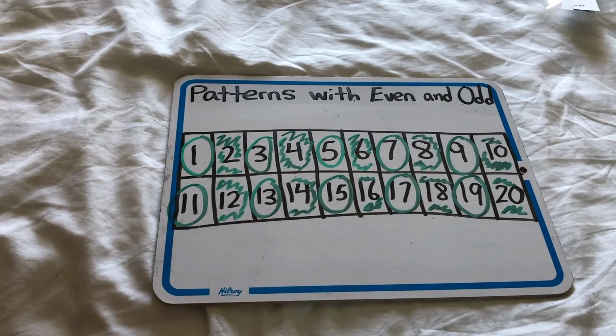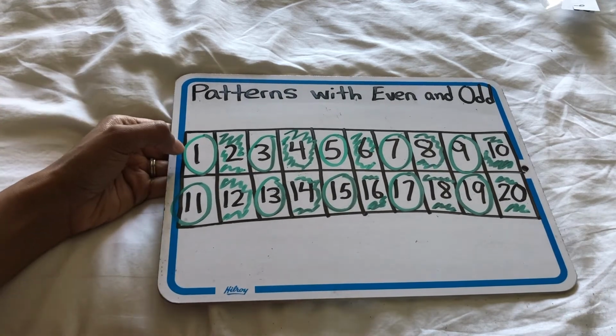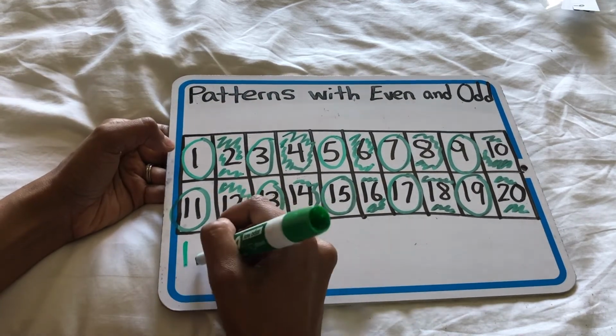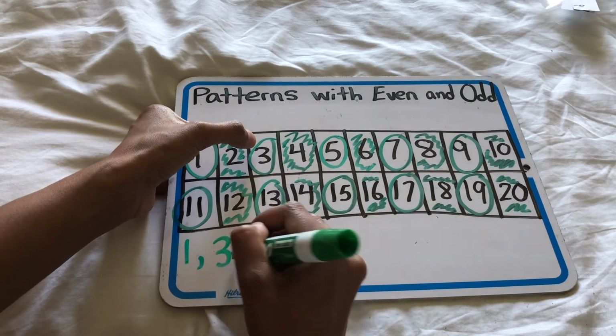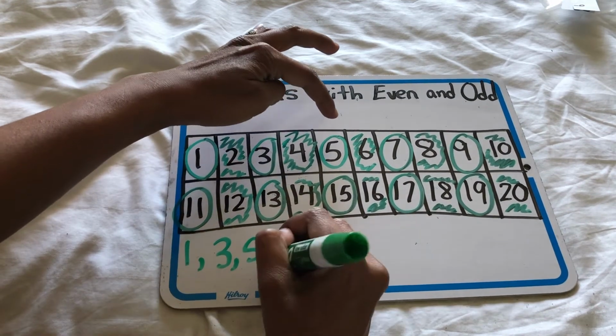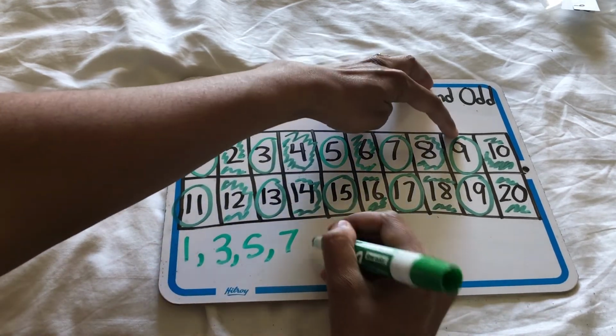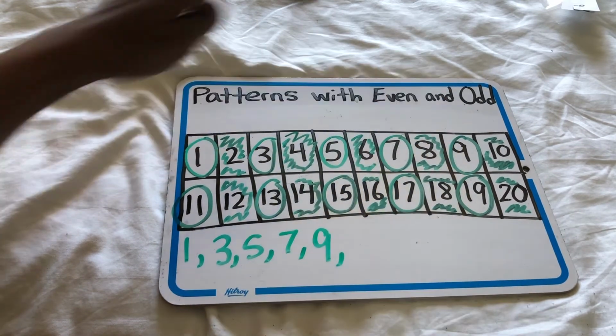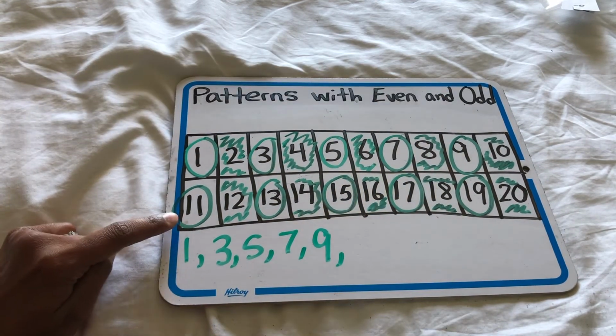Write the ones digits of the circled numbers. The circled numbers were our odd numbers. Extend the pattern. All right, let me write the ones digits of our circled numbers. So the number 1, it's already in the ones place. 3, 5, 7, 9.